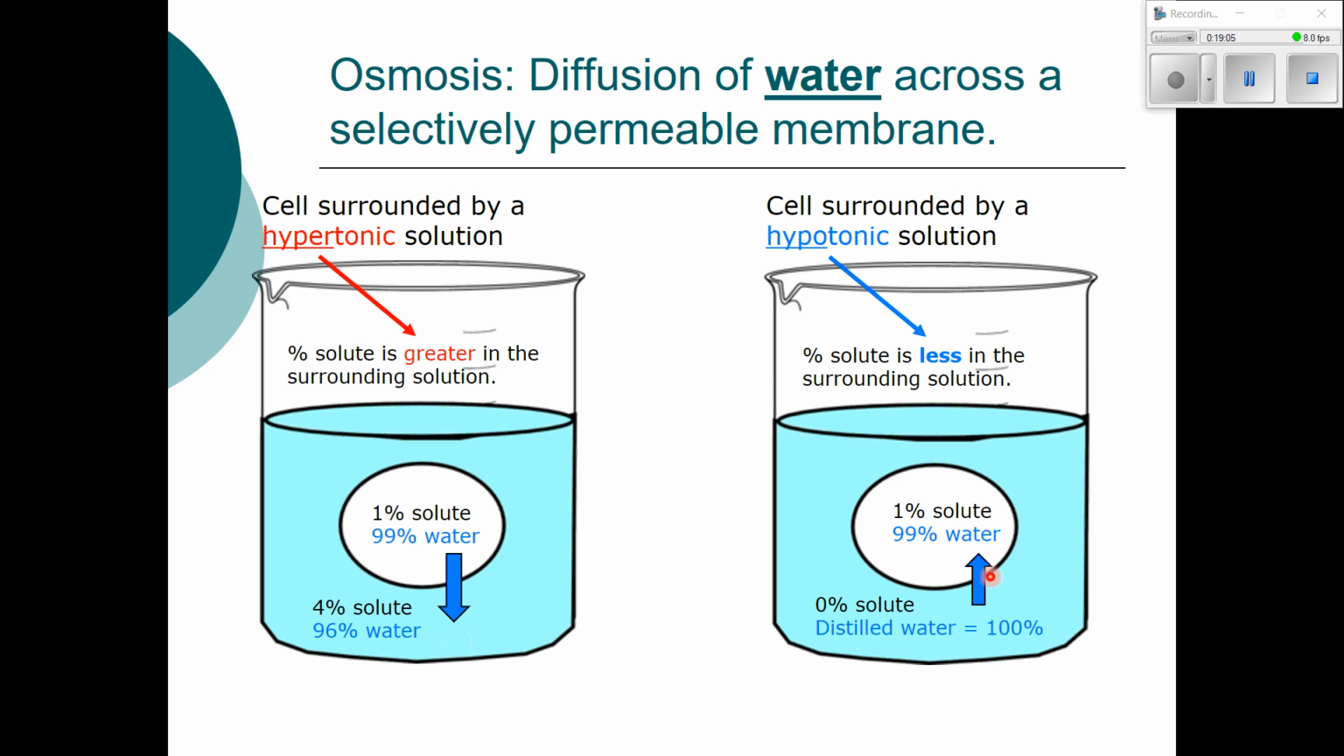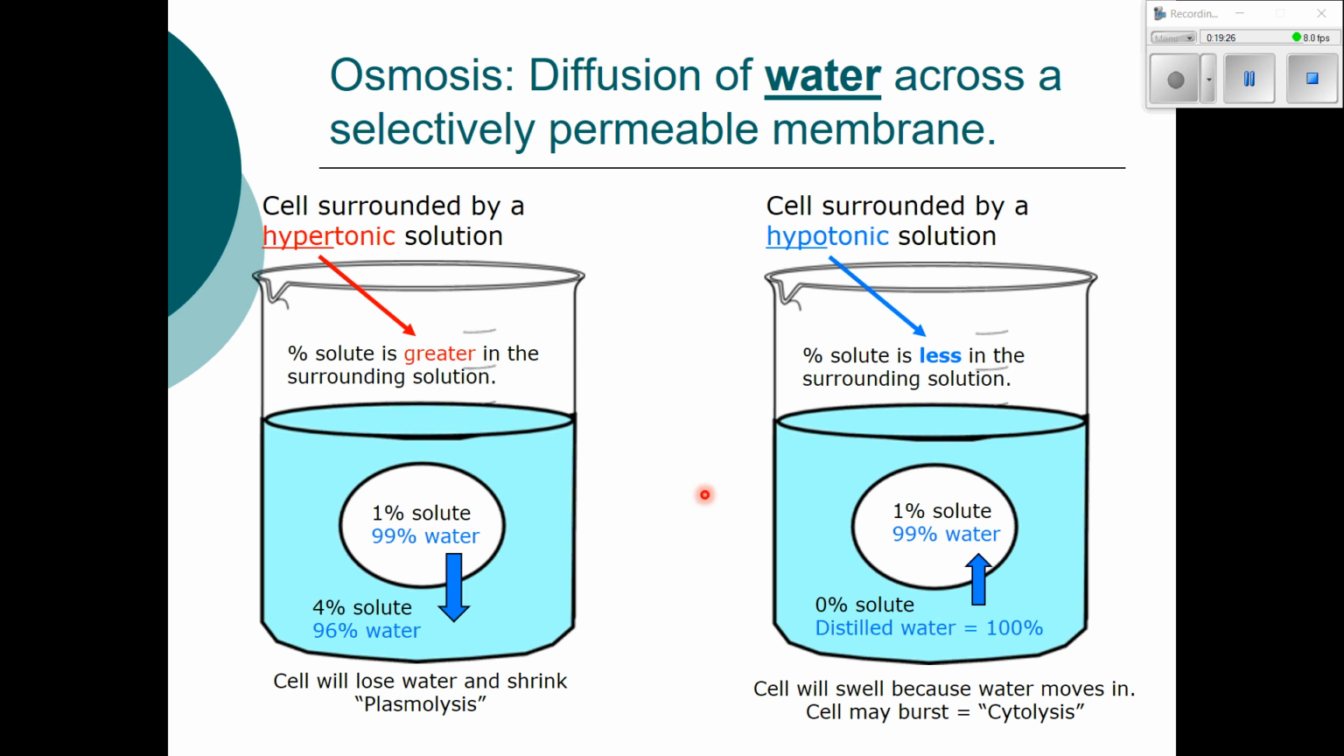Over in the other beaker, notice it's the opposite because we have 100% water out here. It's only 99% water in the cell. And so the water has no choice but to move from an area of high concentration to an area of lower concentration.